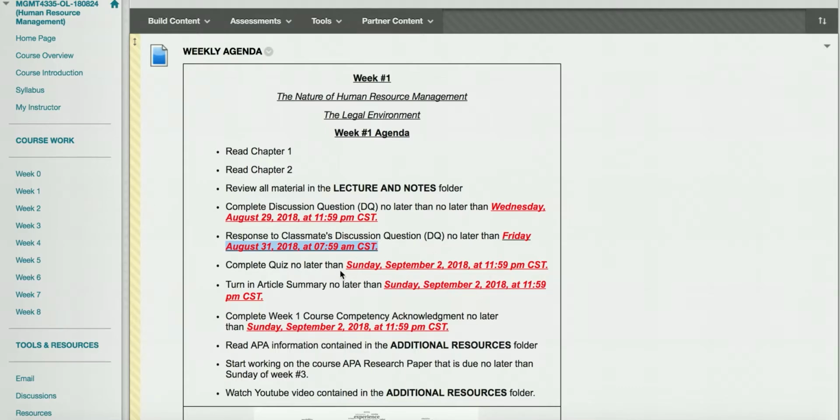But going into the weekends, you will have a quiz and some type of summary to turn in. This can be an article summary, or it can be a case study, depending on the week. Like in week 1, it looks like we have an article summary.